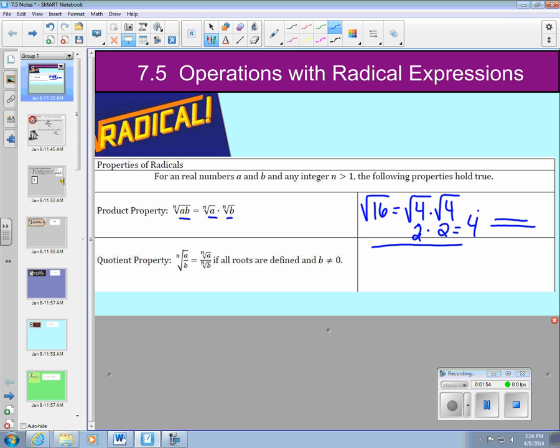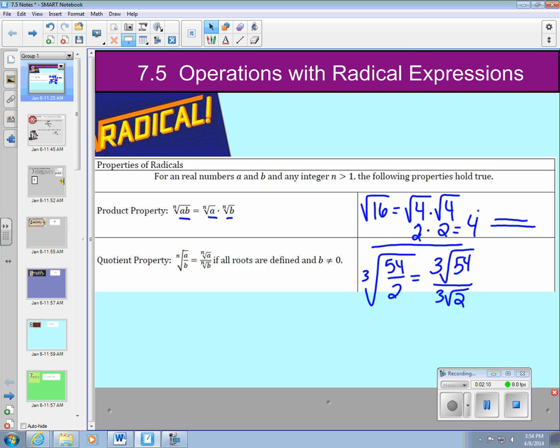So a couple examples here. If we have the cube root of 54 over 2, we can rewrite this as the cube root of 54 over the cube root of 2. Let me just move the screen down a little bit to give me some room to work. So if we simplify this, 54 we can actually turn into 27 times 2. And here we still have the cube root of 2.